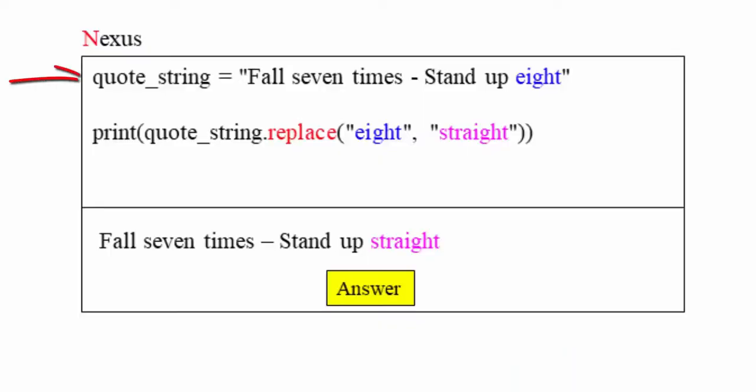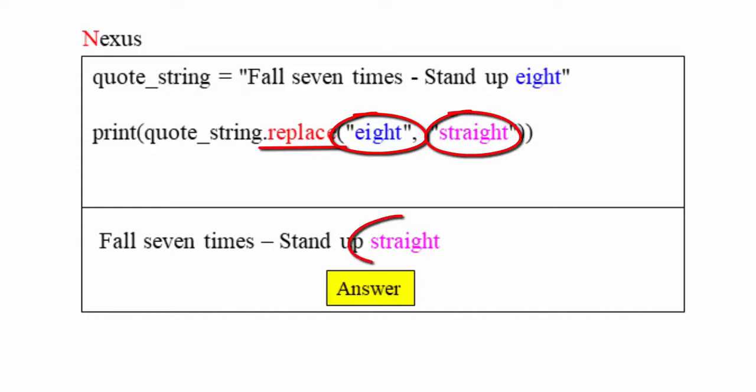Here's how you replace words with Python. We've got our quote string, "Fall 7 times, stand up 8." Now we're going to print that quote string out, but we're going to use not the join like we did earlier, but we're going to actually say the word replace. And we're going to replace and put in the word 8 where it said straight. So now when we print this out, it says "Fall 7 times, stand up straight."